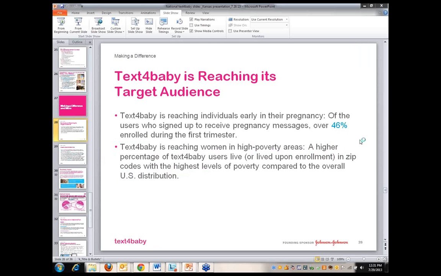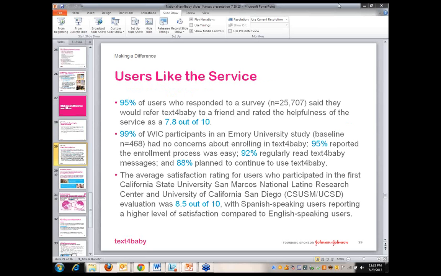We're able to look at census-level data and show that not only are we reaching women in high poverty areas, a higher percentage of Text4baby users live, or when they enrolled, in zip codes with the highest levels of poverty compared to the overall U.S. distribution. Very positive to hear this, as well as we are also signing up women early on in their pregnancy. So 46% have enrolled in the first trimester. Also extremely positive to learn this. We want to get women enrolled as early as they can so they're getting as much information through the service.